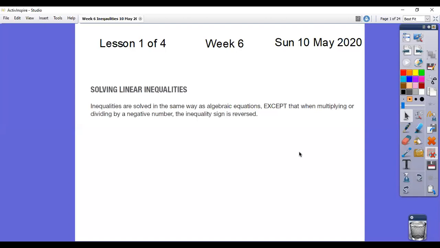So we're now going to move on to solving linear inequalities. Just to recap, inequalities are solved in the same way as algebraic equations, except that when multiplying or dividing by a negative number, the inequality sign is reversed. We'll see what this means in a little while when we look at some examples. The steps are basically the same.